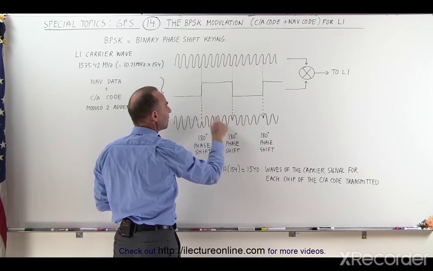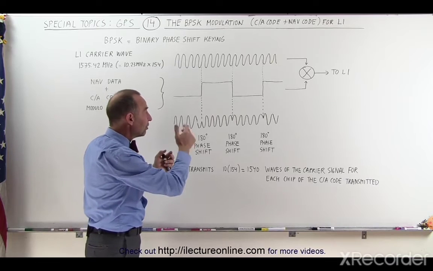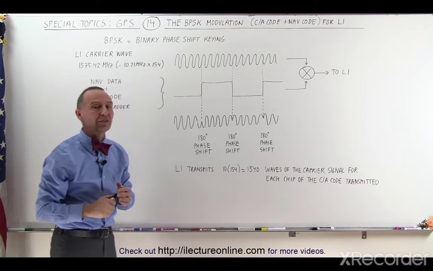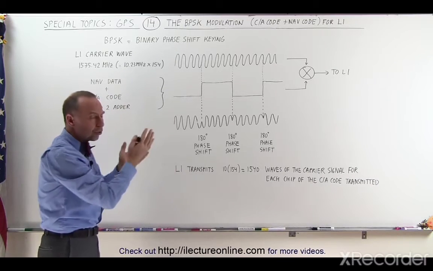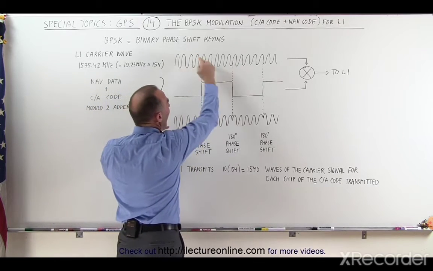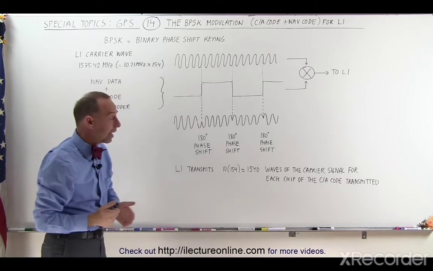These phase shifts can be captured by the receiver, and it's by noticing those phase shifts that we then realize we have a bit shift in the CA code as it comes down from the satellite. Now notice that the picture doesn't quite do justice. We see that there should be way more waves in the carrier signal for each bit message going across, and that is indeed the case.